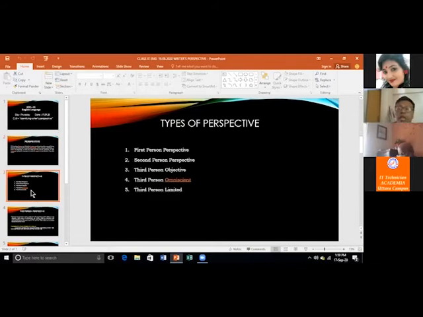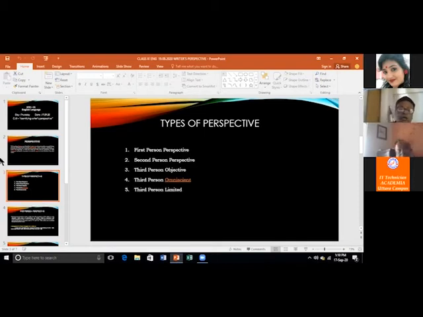Now we'll have to think about the classification of the types of perspective. Here there are five basic types of perspective. What they are? They are first person perspective, second person perspective, third person objective, third person omniscient, and third person limited. These are the actually five types of perspective from which commonly a writer writes his or her text.